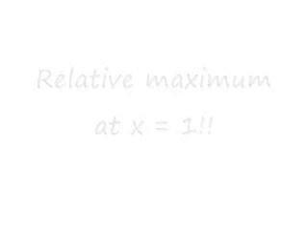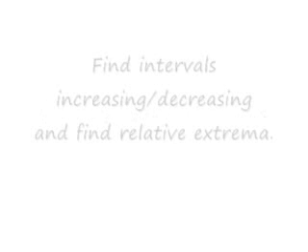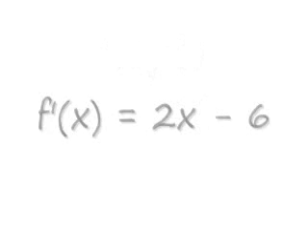Now, let's try another example. Let's try an easy one to start out. Let f of x equal x squared minus 6x. We need to find the intervals where f is increasing and where f is decreasing, and locate the relative extrema. Please pause video now. Alright, let's go over it now.